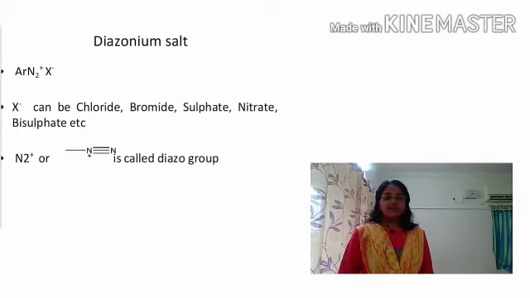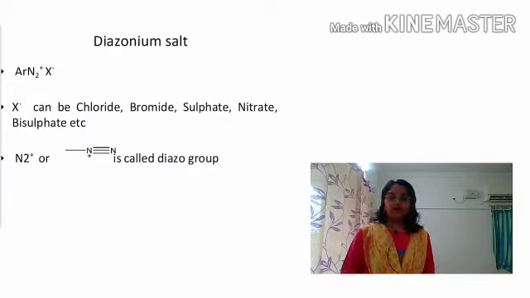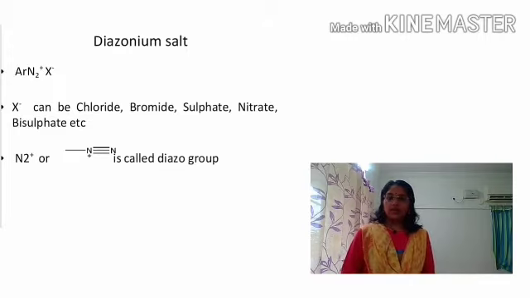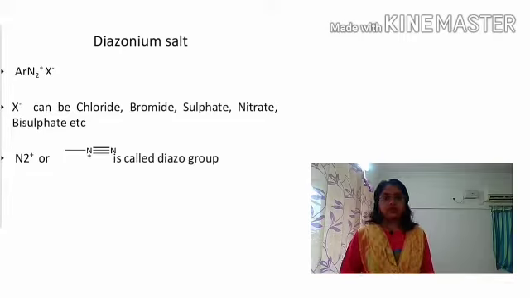Diazonium salts have the general formula ArN2+ X−, where X− can be chloride, bromide, nitrate, sulfite or bisulfate, or any simple anionic group. And the N2+, that is the N≡N+ group, is known as the diazonium ion.